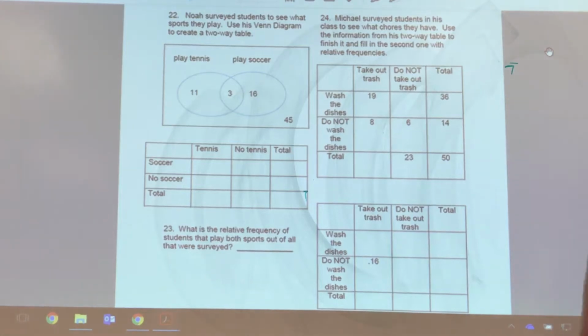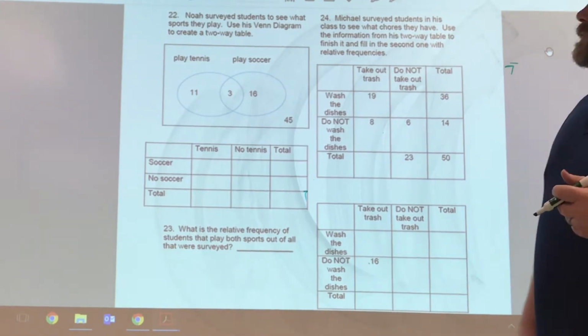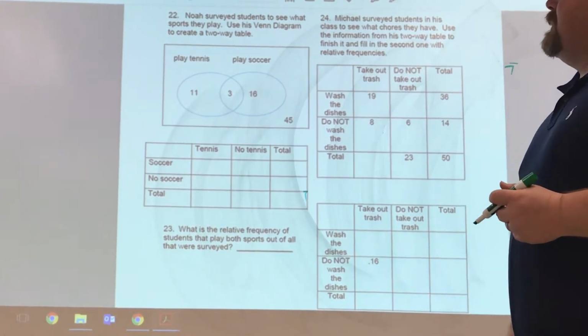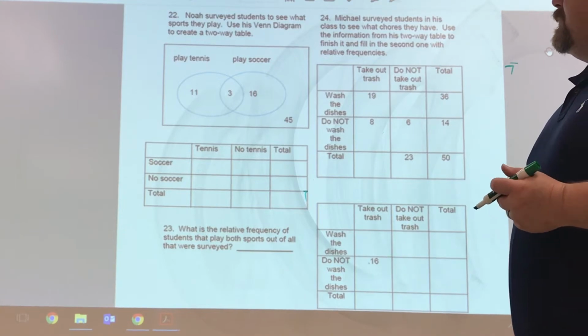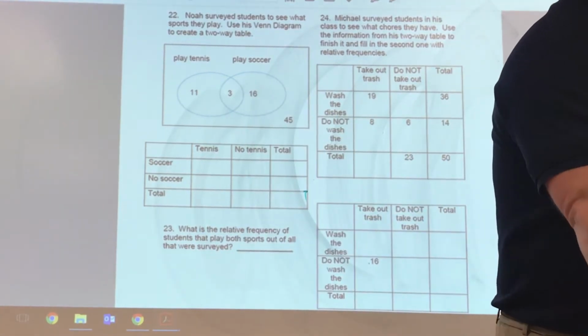Guys, just trying to finish up that Unit 6 practice test. These are questions 22 through 24. So 22, Noah surveyed students to see what sports they play, and uses a Venn diagram to create a two-way table. So we're going to take this information right here and place it into the two-way table.